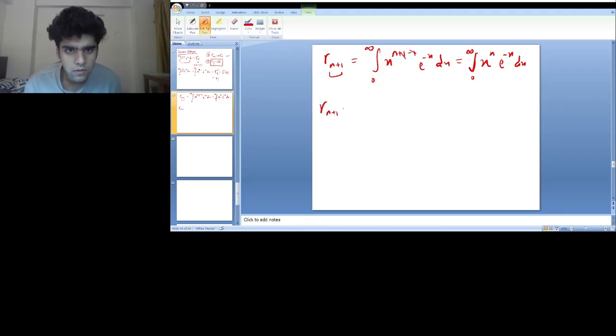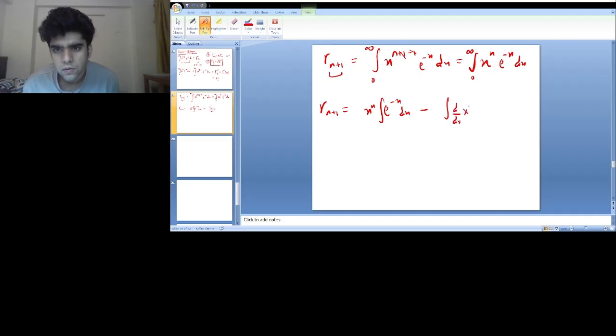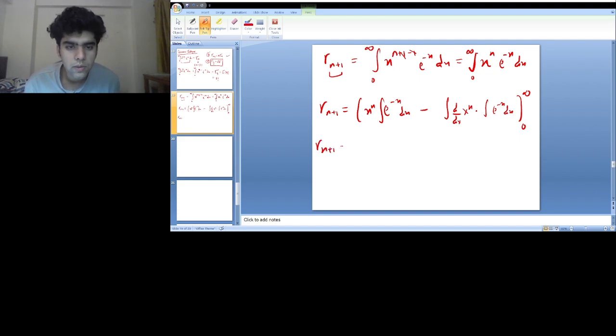I'm proving the first property here. So let's apply integration by parts. Taking x to the power n as the first term, the integral of e to the power minus x dx, minus the integral of the derivative of x to the power n with respect to x times the integral of e to the power minus x dx, with limits from 0 to infinity.